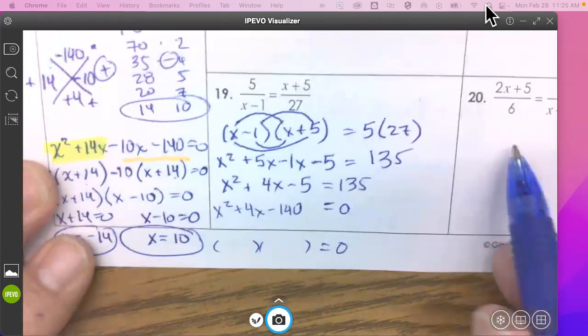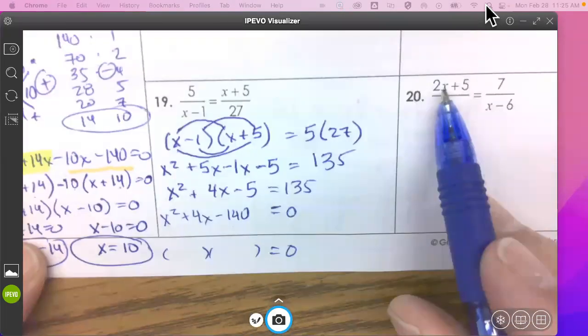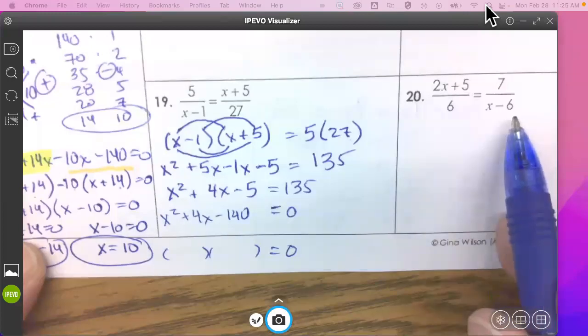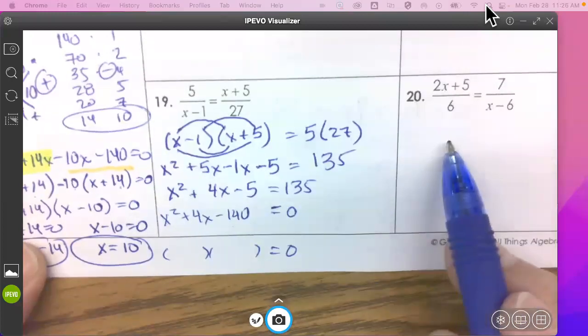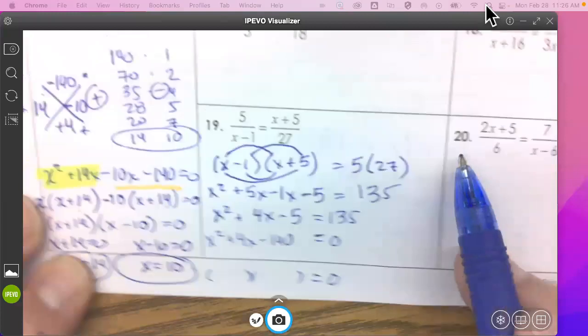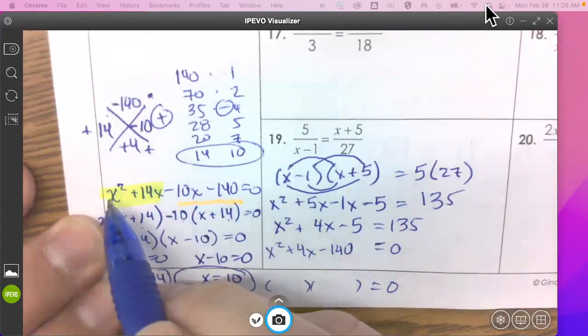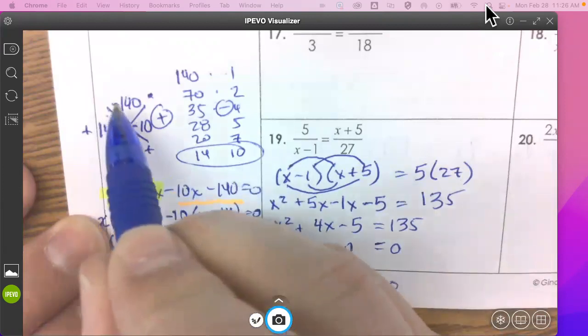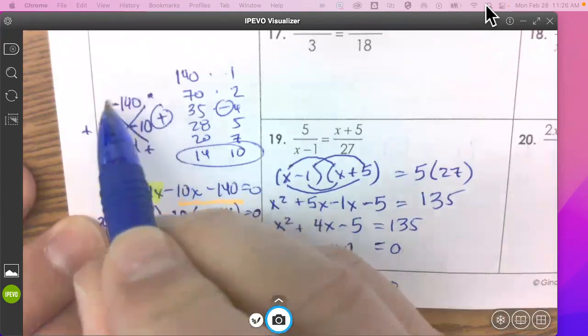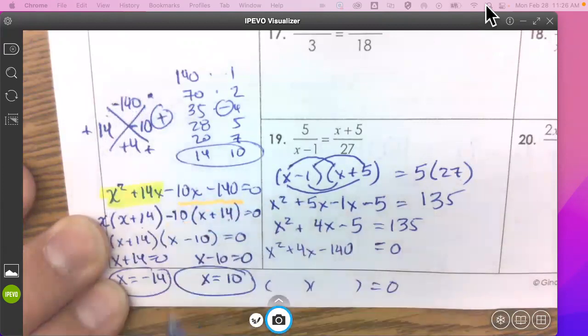When you get to this one, what you're going to find is that the 2x plus 5 and the x minus 6 is going to give us a 2x squared. The only change is when you put these terms up here, you're going to have to multiply the 2 times the 140. So for example, in this case, it would end up being negative 280 up here. And the rest is the same.